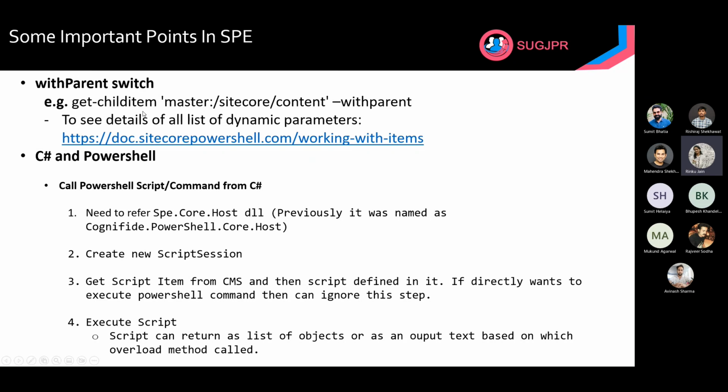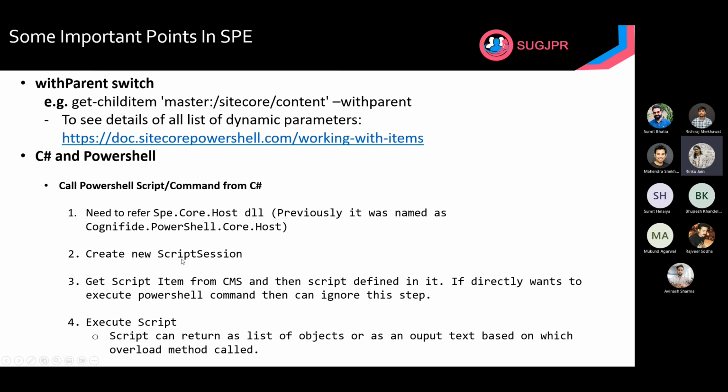For that, the first step is we need to refer to the SPE host DLL. Previously it was named Cognifide.PowerShell.Core, because I guess from Sitecore PowerShell Extensions 6 SP6 it changed to SPE. Before, it was recognized as the Cognifide DLLs. So if you are using the latest version of SPE, this is the DLL, and if you are using the old one, that is the DLL to use the PowerShell script from C#. So first we need to include that.